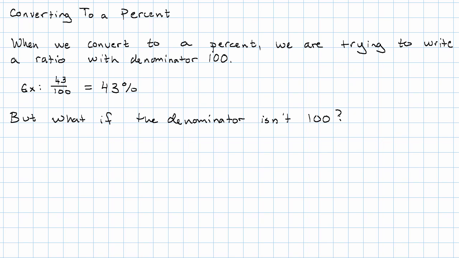But what if the denominator is not currently 100? What if we encounter, for example, the fraction 7/20ths, or the fraction 5/12ths, or the decimal 0.31, or 0.004. How could we write those with denominator 100?